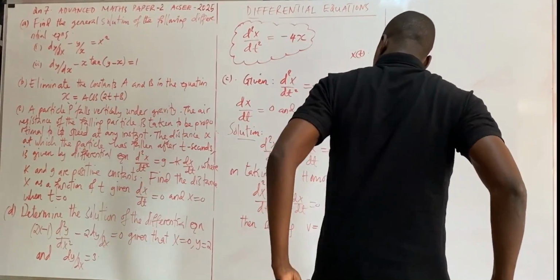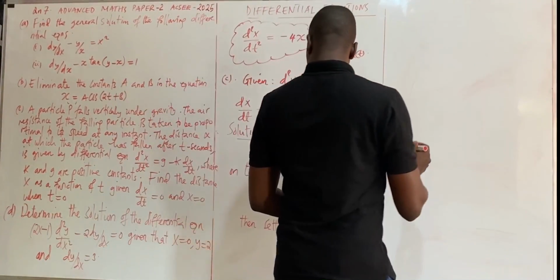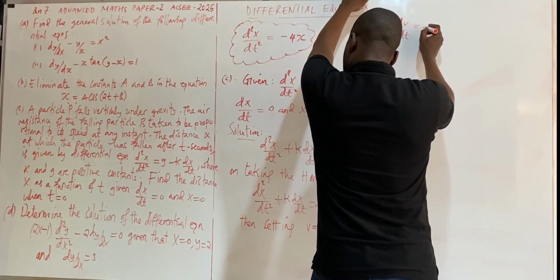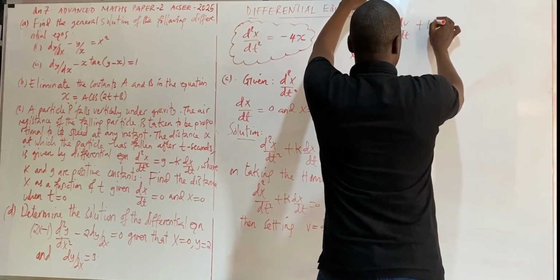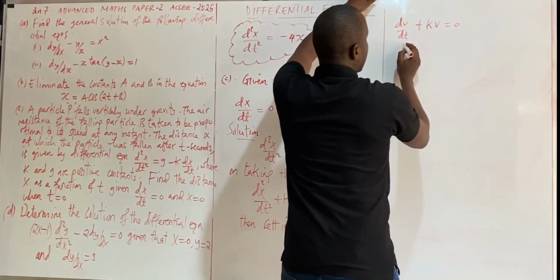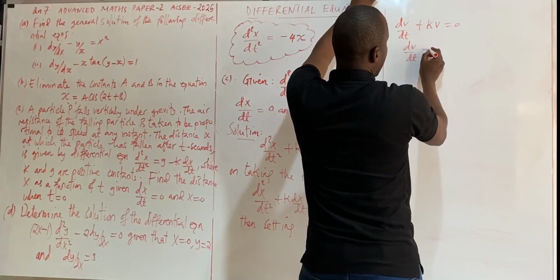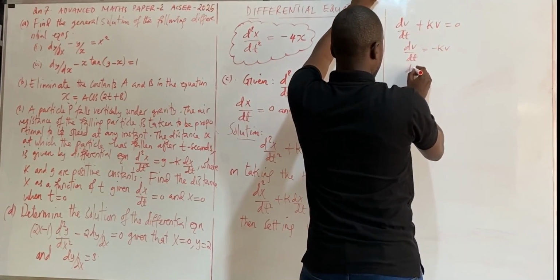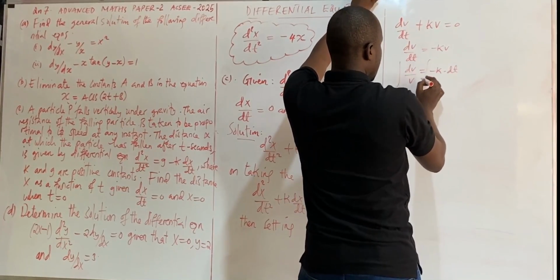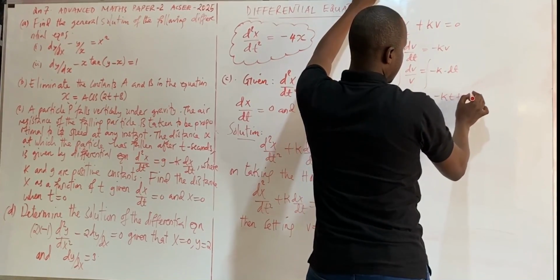So if that to be the case, now we substitute back here to the homogeneous. So here you will have dv/dt plus k dx/dt, and dx/dt is v, equals 0. So on applying variable separation, you have dv/dt equals negative kv. So dv over v equals negative k dt. If you apply integration now, you'll have ln of v equals negative kt plus c.